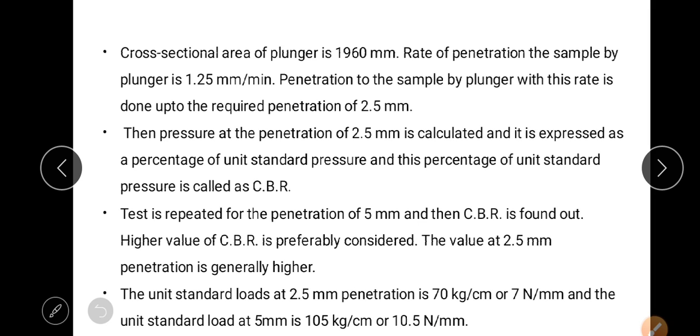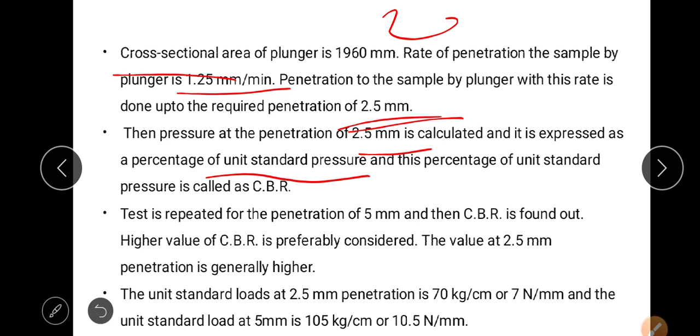The cross-sectional area of the plunger is 1960 millimeter squared. The rate of penetration of the sample by the plunger is 1.25 millimeter per minute. The required penetration is 2.5 mm. The pressure at the penetration level of 2.5 mm, which we have already calculated, is expressed as a percentage of unit standard pressure, and this percentage of unit standard pressure is called CBR. The test is repeated for a penetration of 5 mm and then CBR is found out.